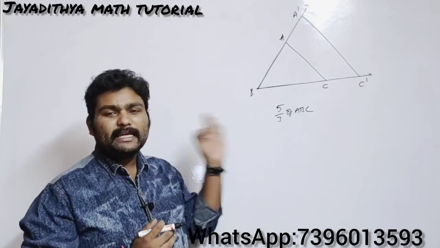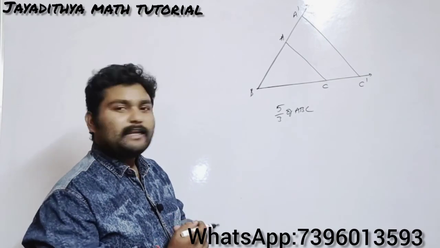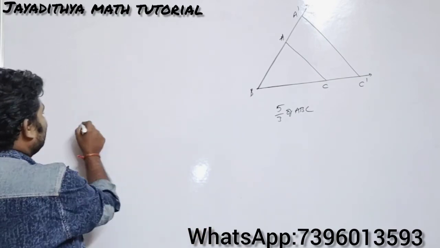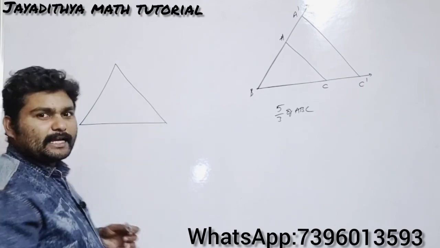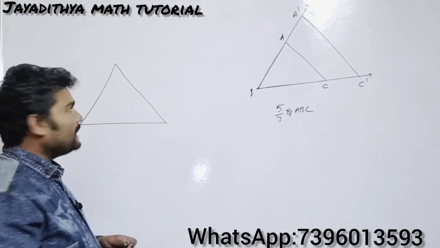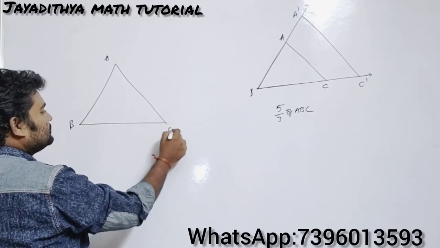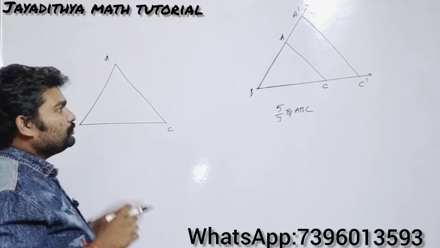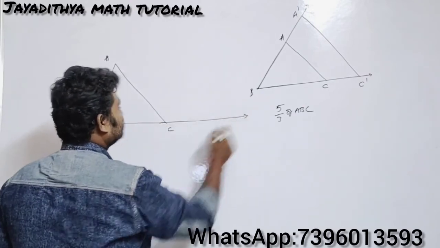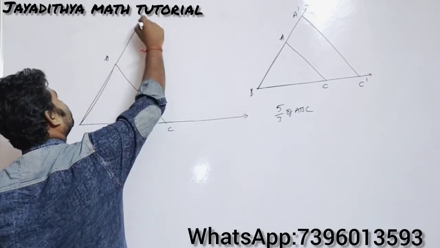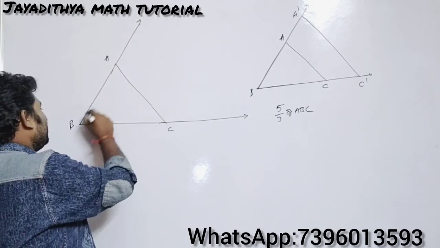Here no dimensions are given for any side of triangle ABC, so you can take any triangle as you wish. First of all, let us draw a triangle with your measurements. You can take any measurements. Draw a triangle and mark the vertices A, B and C. After this, you need to extend, as I told you. Extend BC and extend BA.